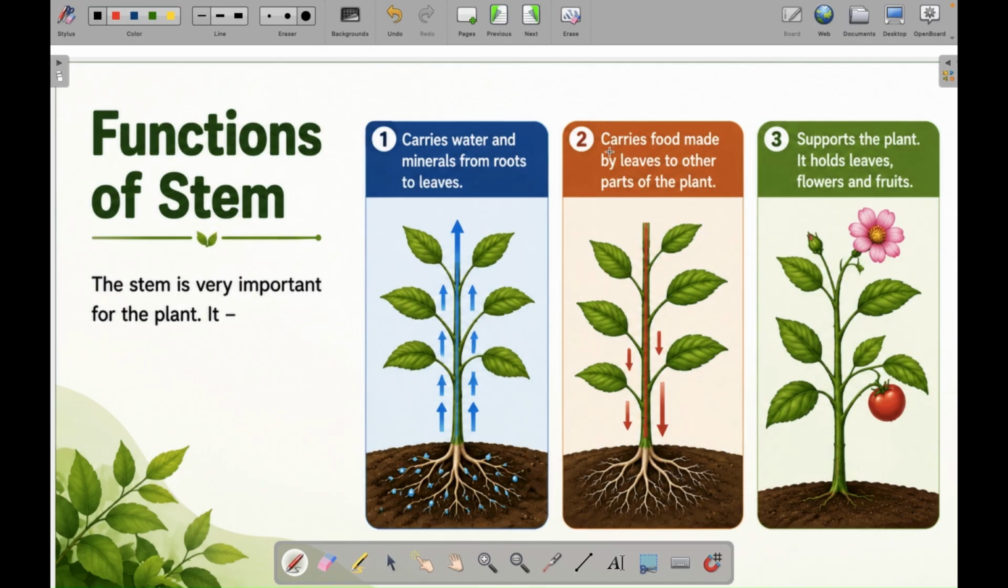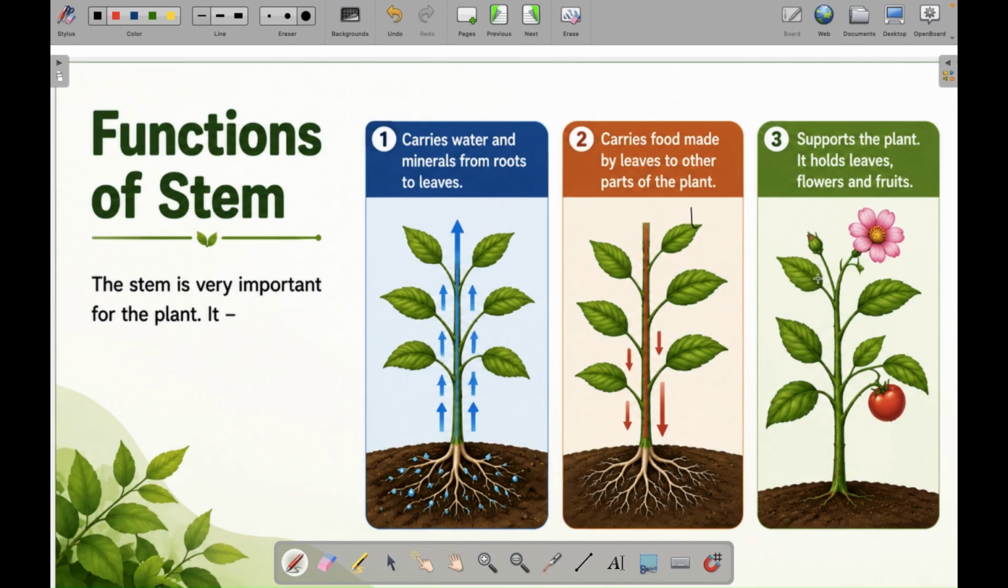The second important function is that it carries food made by leaves to other parts of the plant. Now say leaves use the water they received to prepare the food, right? Once the food is prepared, it is not that only leaves need the food. Roots also need food because they also have to grow. So how will this food reach from here to here? It is via the stem. So this is another function of the stem. The leaves prepare the food and it is then carried to different parts of the plant via the stem.